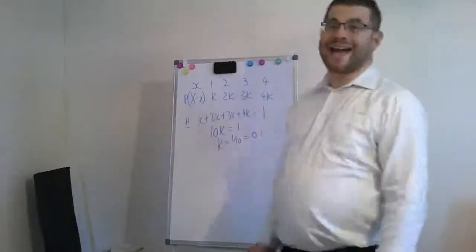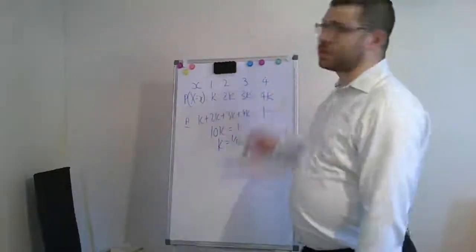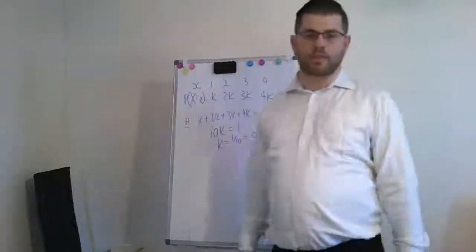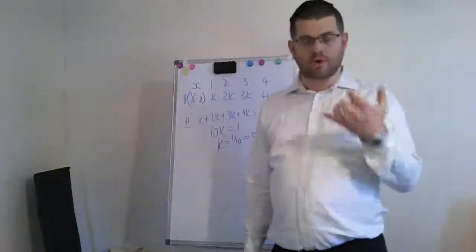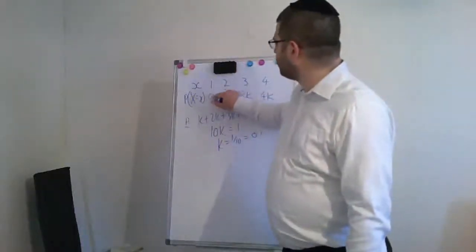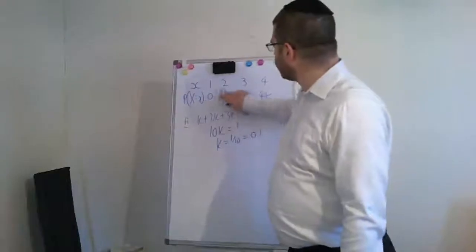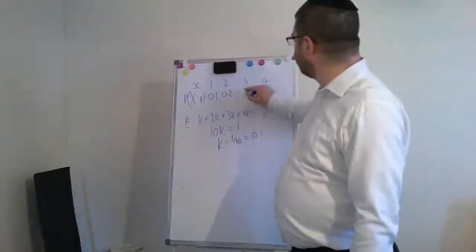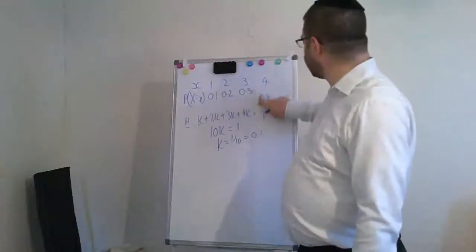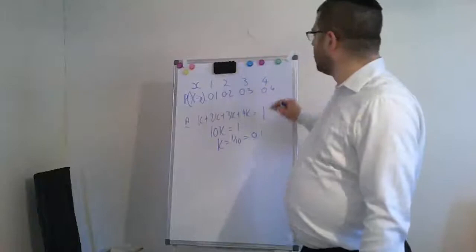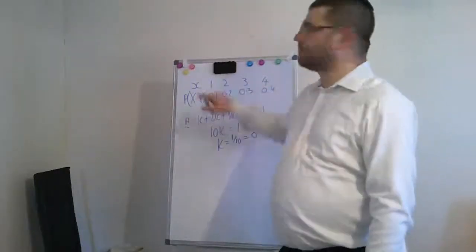Again, once you have k, go into your table or create a new table and replace it. We're not really interested in algebraic probabilities. We want to have actual numerical values for the probabilities. So that's 0.1, that's 0.2 now, that's 0.3, and that is 0.4. Just check, 4, 7, 9 adds up to 1.